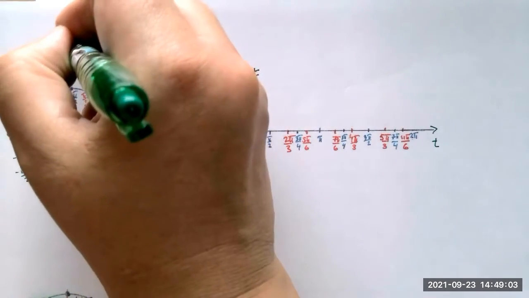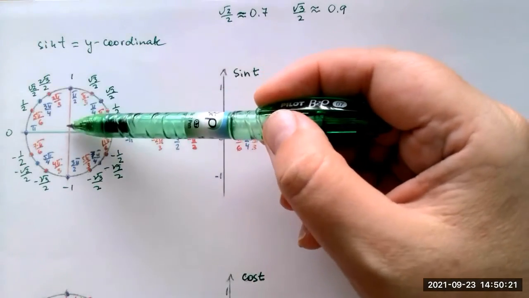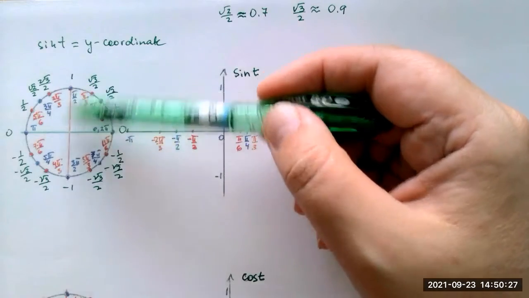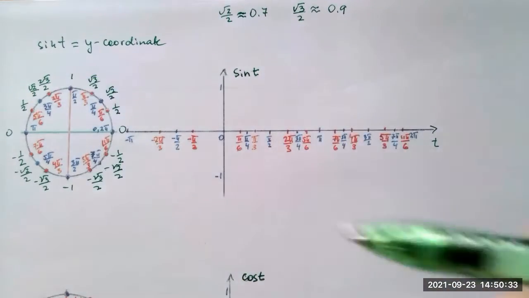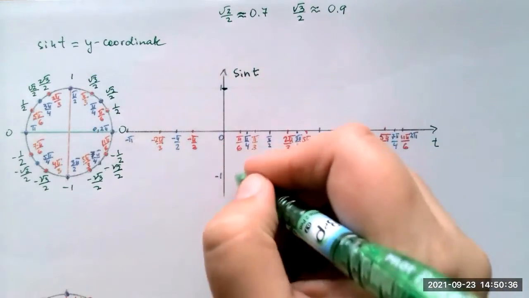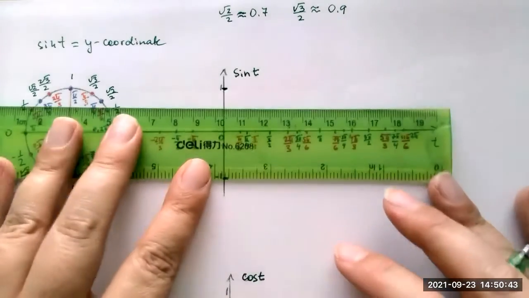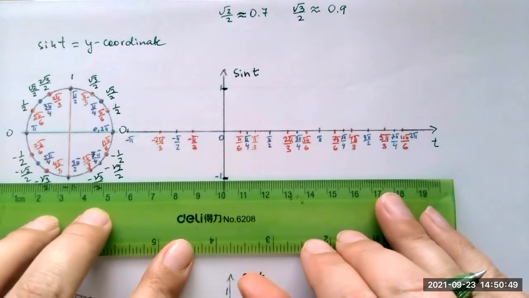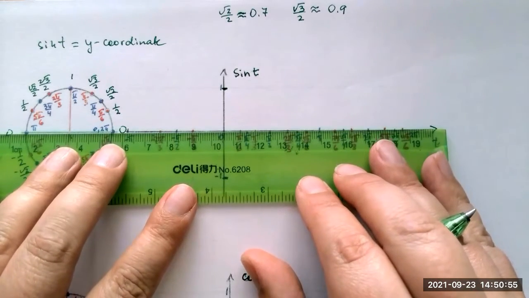Okay, so sine of angle t is the y-coordinate. Our height or distance above the horizontal axis fluctuates between -1 and 1. So our point never gets lower than -1 or higher than 1. So the range for this function is from -1 to 1. I drew the circle so that the highest point is lined up with +1 and the lowest is lined up with -1.